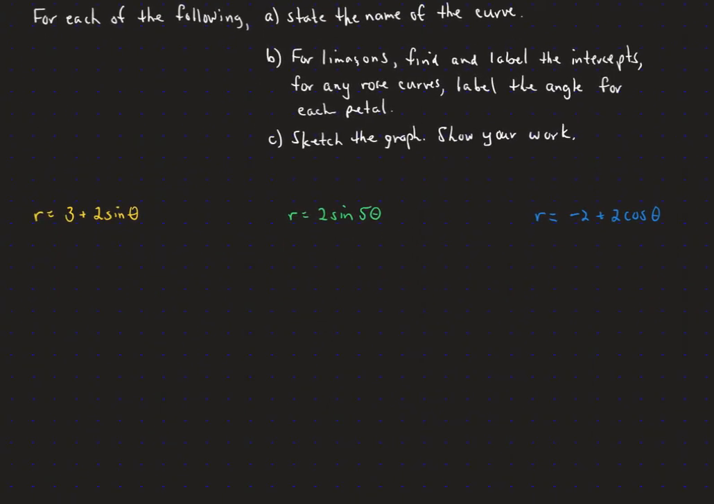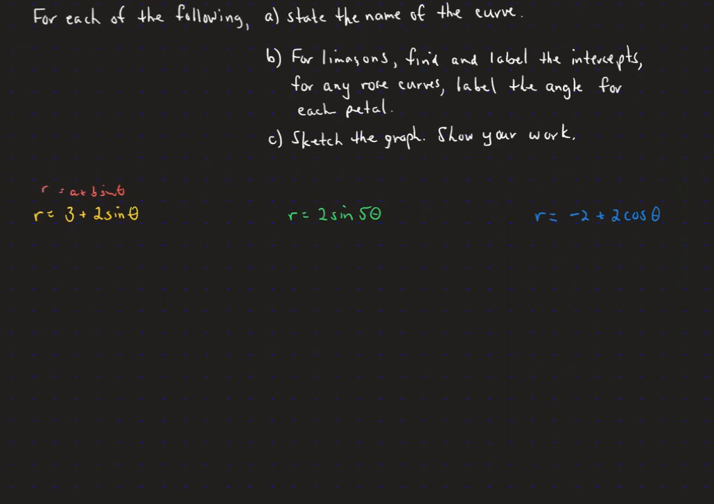We're going to do some of these polar graphs. So we want to be able to name it, and then we're going to try to graph it. For limaçons, we're going to find the intercepts, and for rose curves, we're going to find the angles where those petals lie.